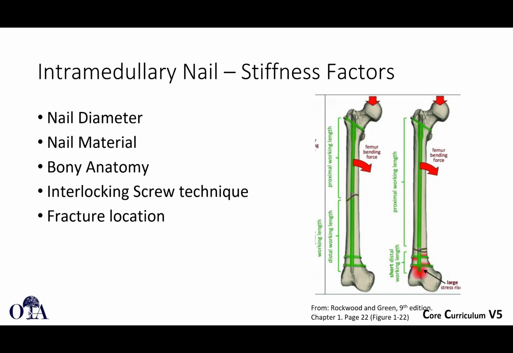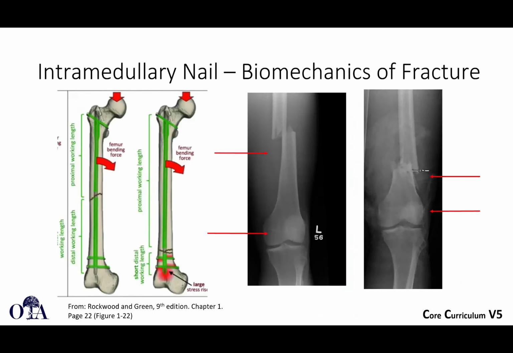So stiffness is affected by the diameter of the nail, right, to the fourth power. So that's a very powerful way to increase your stiffness. It's also affected by nail materials, which we talked about in a different lecture on biomechanics, by bony anatomy, how you do the interlocks, and of course the fracture location.